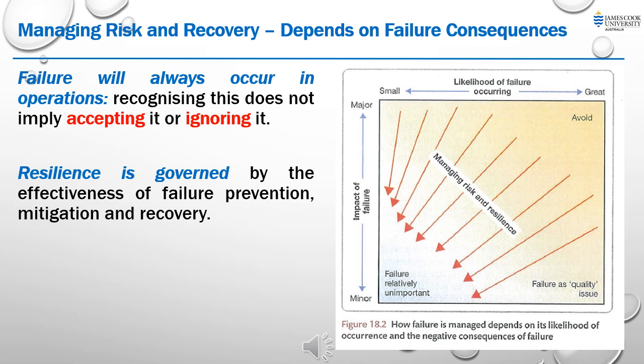Recovering from a failure involves returning the organization to normal operation as quickly as possible following a failure. This can include repairing damaged equipment, restoring data or systems, and communicating with the stakeholders to minimize the impact of the failure on the organization's reputation. By effectively preventing, mitigating, and recovering from failure, organizations can increase their resilience and minimize the impact of failures on their operations, reputation, and bottom lines.